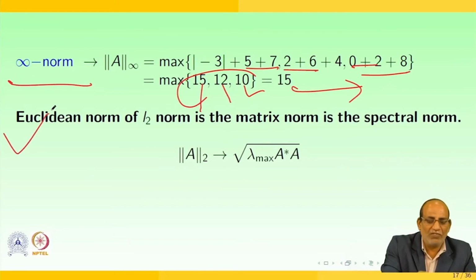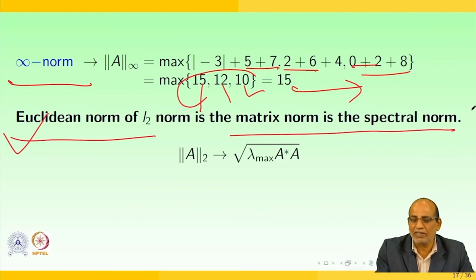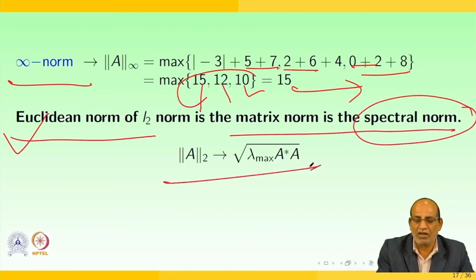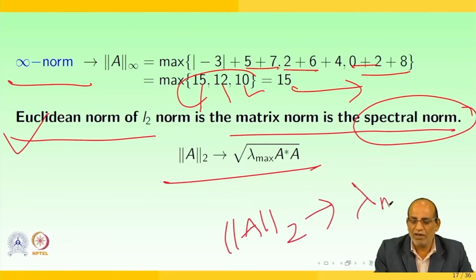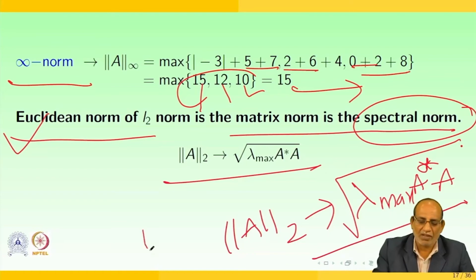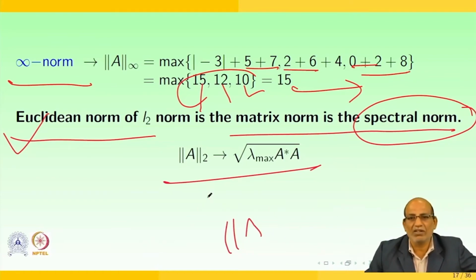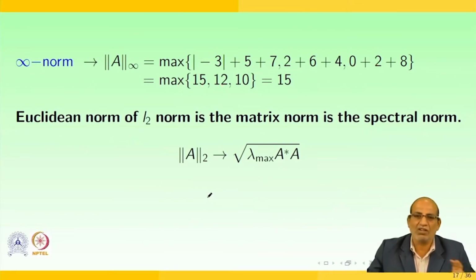There is also what we popularly use, the Euclidean norm L2, which for a matrix is the spectral norm. So the norm of A is the square root of lambda max of A star multiplied with A. This is what is called the Euclidean norm. So the 2 norm of A is the square root of lambda max of A star A. Well, this is quite popularly used in the analysis of differential equations, functional analysis, and many more areas.